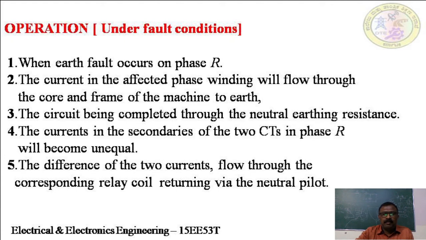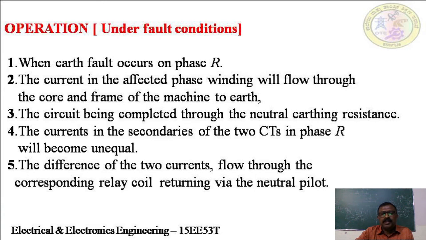Okay, let us assume point 1 is when an earth fault occurs on phase R. Whenever an earth fault occurs on a particular phase, that is the R phase, the current in the affected phase will flow through the core and frame of the machine to the earth. The outermost part of your alternator, we call it the core, right? It will flow through the machine and to the earth. The circuit is completed through the neutral earthing resistance.